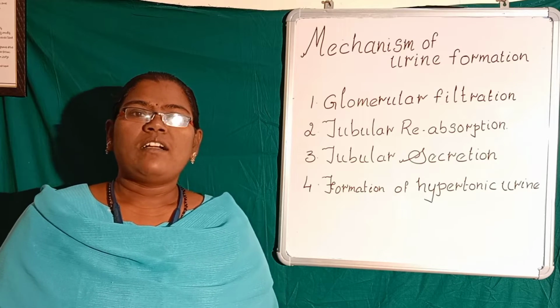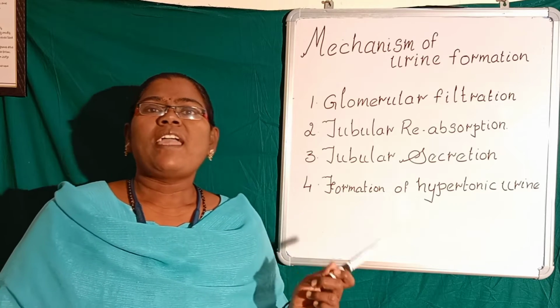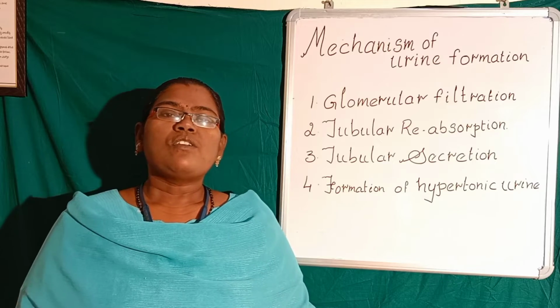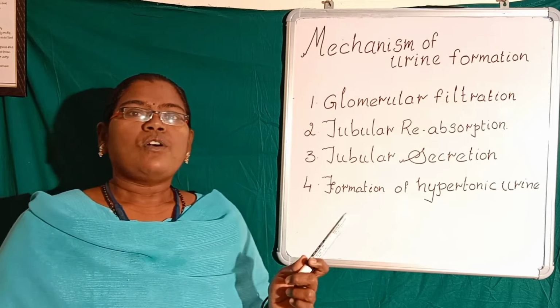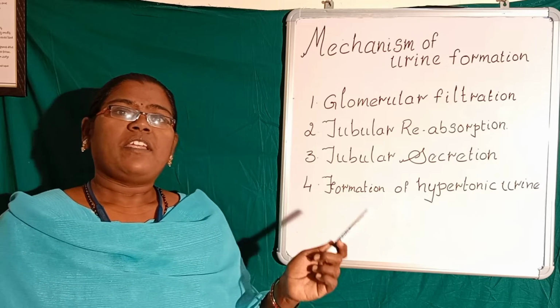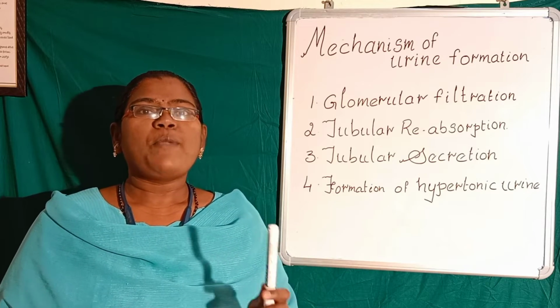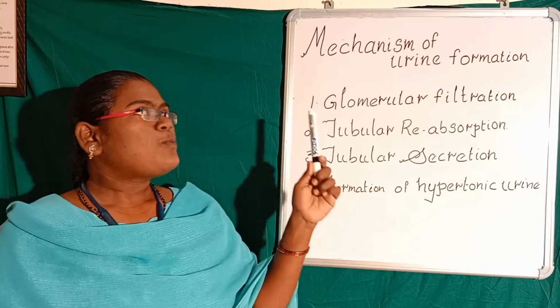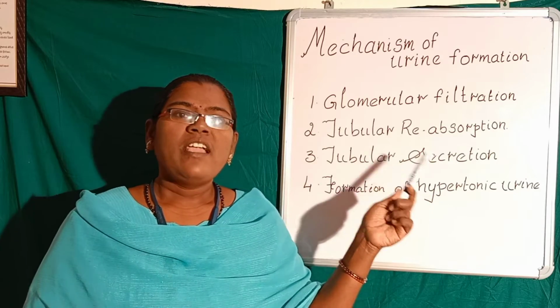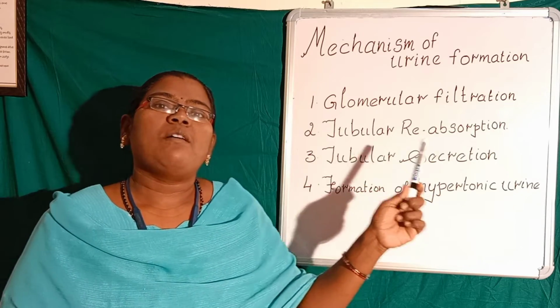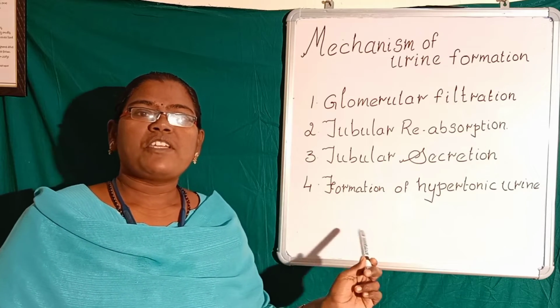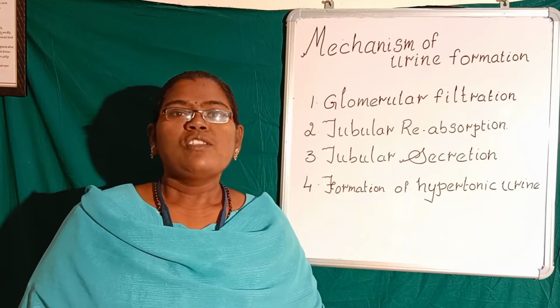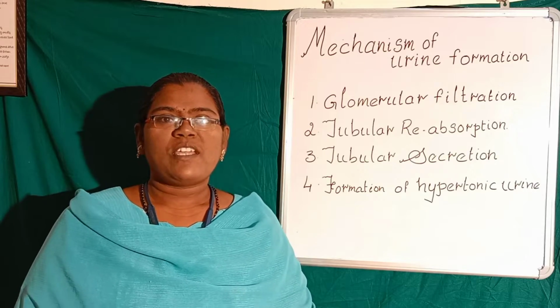Now we'll get into the topic, mechanism of urine formation. This urine has to be formed in the nephron, as I told you. Urine formation involves four main stages. First one, glomerular filtration. Second one, tubular reabsorption. Next, tubular secretion and concentration of urine formation. These are the four major steps.